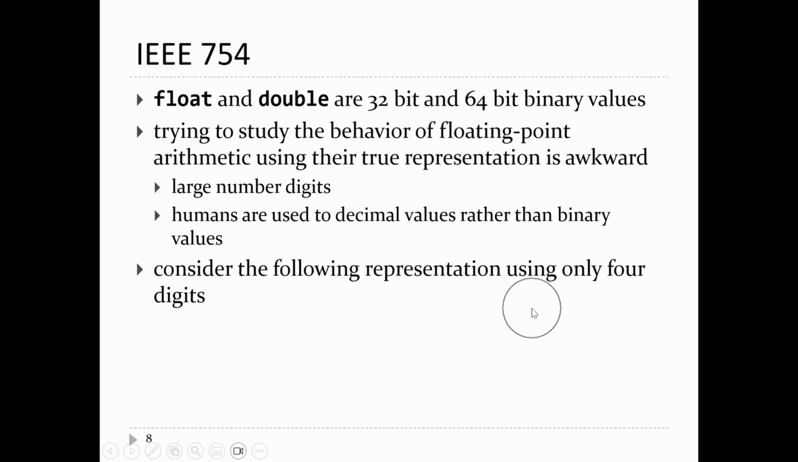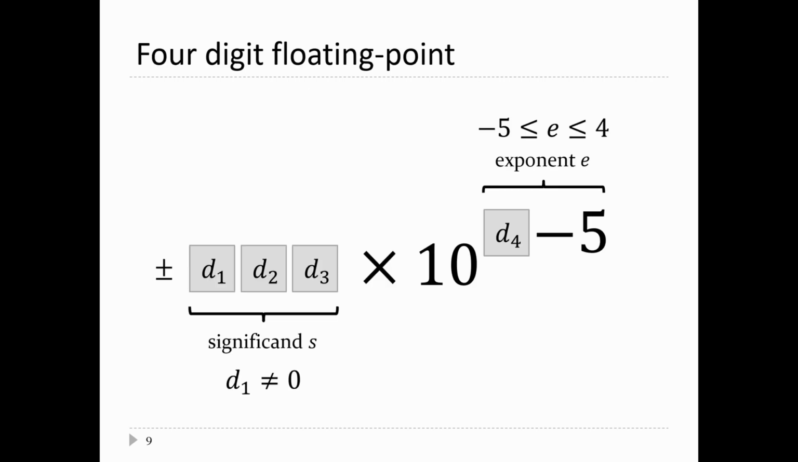Instead, we're going to look at a reduced version so that we can actually write down numbers in a convenient way. All the ideas are still the same as what's in the standard. So instead of using 32 or 64 zeros and ones, I'm going to use decimal digits, so 0 through 9. And so our representation is going to look like this. So we have three decimal digits, so values between 0 and 9. The first value, for simplicity, we're not going to let it be 0. In other words, d1 has to be at least 1. We're not going to worry about the sign. The standard actually specifies how the sign is represented. We don't care. We're just going to write down plus or minus.